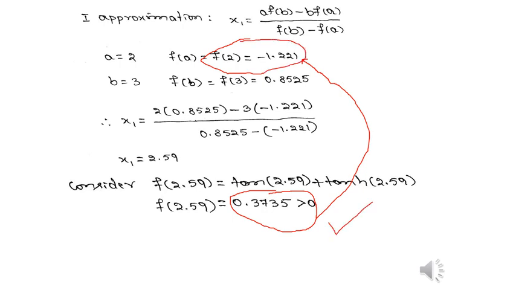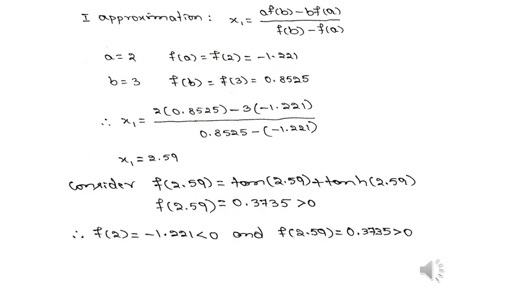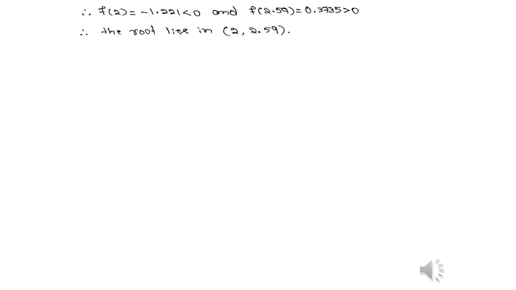So what we conclude, our root lies between 2 and 2.59. This is the new range we have got, the new interval. See, we have listed f of 2 is negative and f of 2.59 is positive. So we say our root lies between 2 and 2.59. So we go for x2.